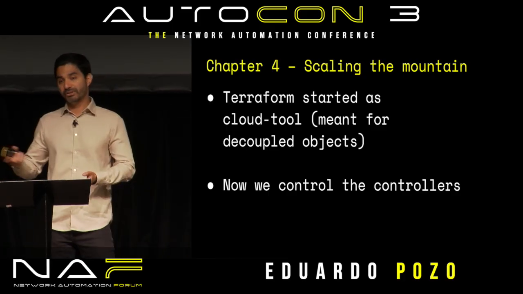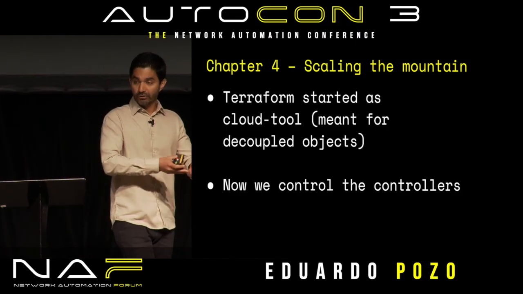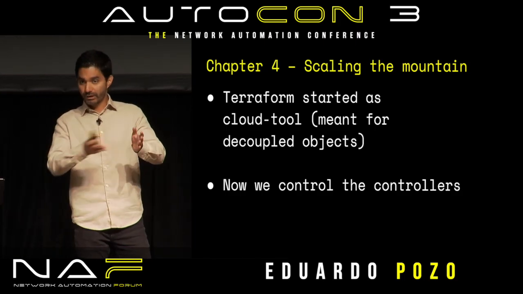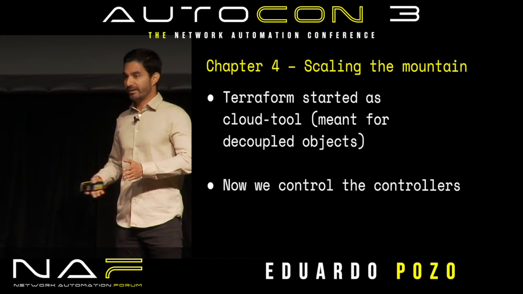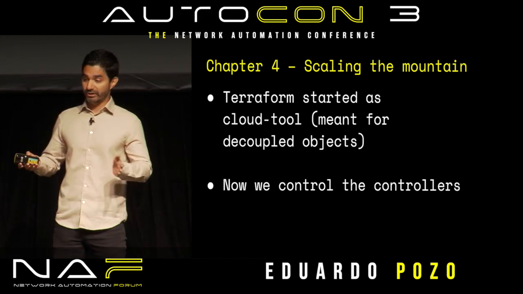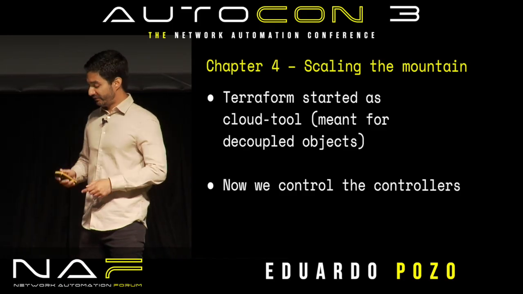But in networking, we have an order of operations. We cannot create a BGP neighbor in a VRF without creating the VRF first. We cannot create an interface in a VRF without going through a set of objects that we need to create in order. In Ansible, it's much easier because we go from top to bottom. But in Terraform, it's not that easy.